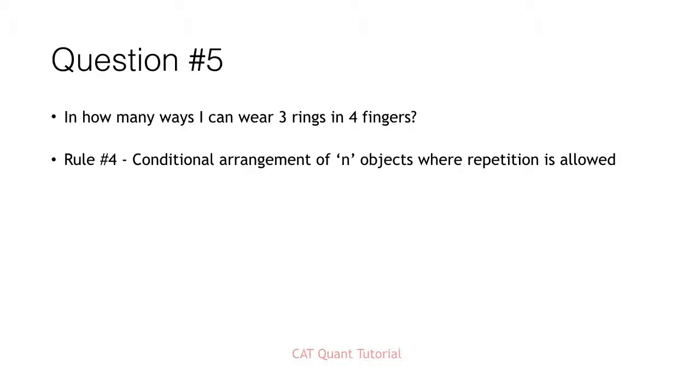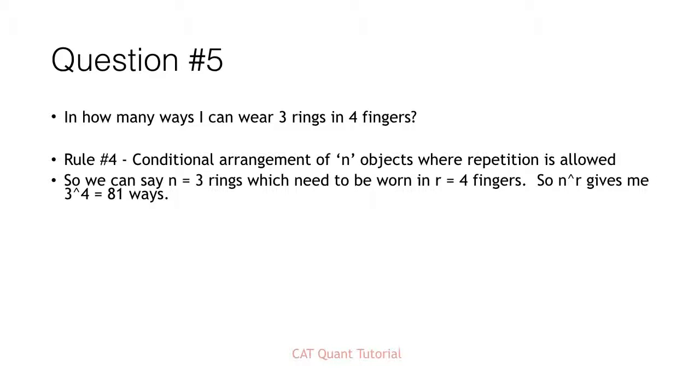Moving on to the next question. In how many ways can I wear 3 rings on 4 fingers? If I apply rule number 4 here, since the question doesn't say whether repetition is allowed or not, we will always assume that repetition is allowed. Conditional arrangement of n objects where repetition is allowed: n equals 3 rings which need to be worn on r equals 4 fingers. So n to the power of r gives me 3 to the power of 4, that is 81 ways.